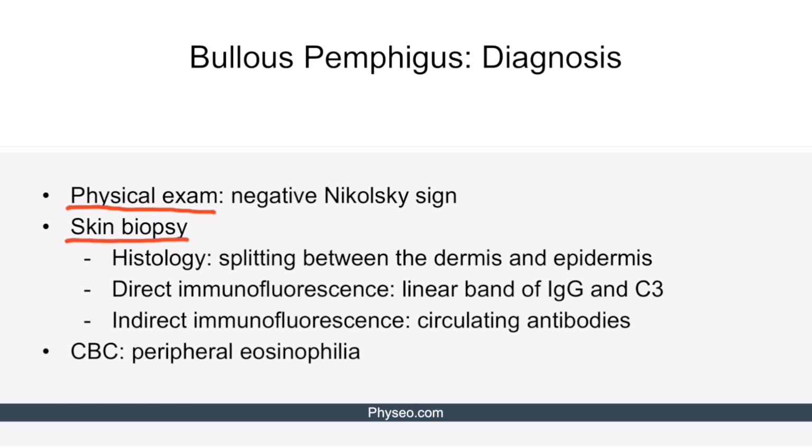For the boards, you are expected to know the classical histological and immunofluorescence findings. Histological exam will reveal splitting between the dermis and epidermis along with possible eosinophilic infiltrate. Direct immunofluorescence will show a linear band of IgG and C3 deposited along the basement membrane. Indirect immunofluorescence can also be done for the detection of circulating antibodies against BP180 and BP230. Finally, on CBC, one will usually have peripheral eosinophilia.